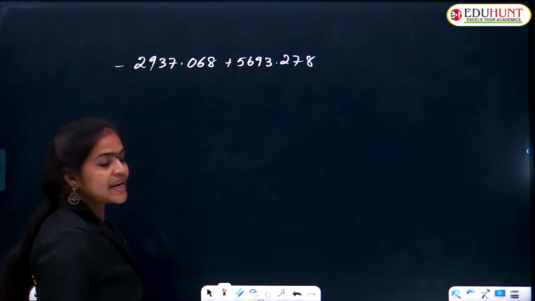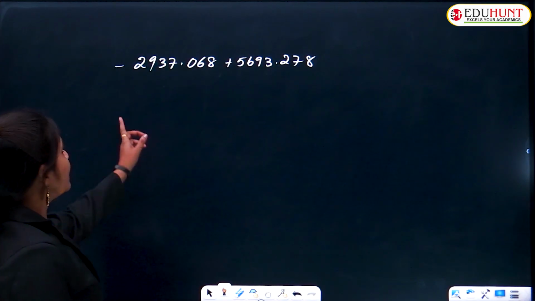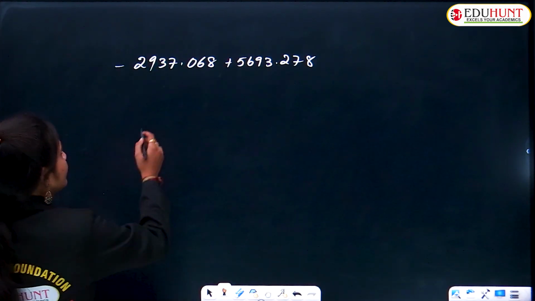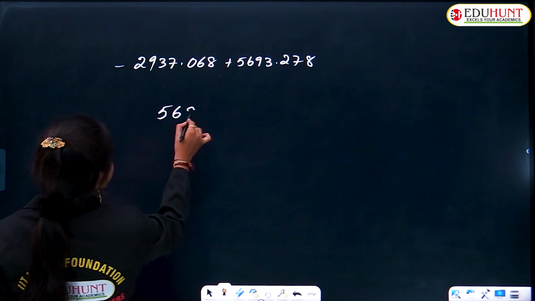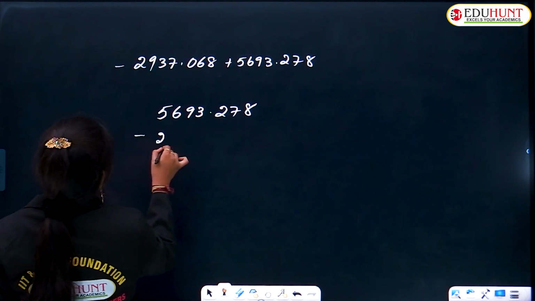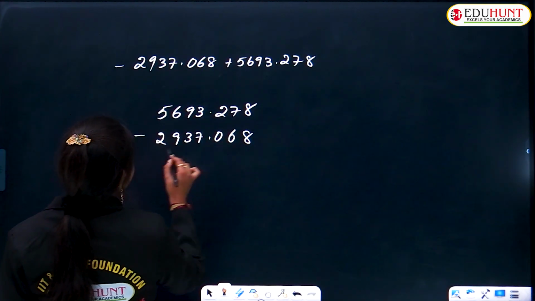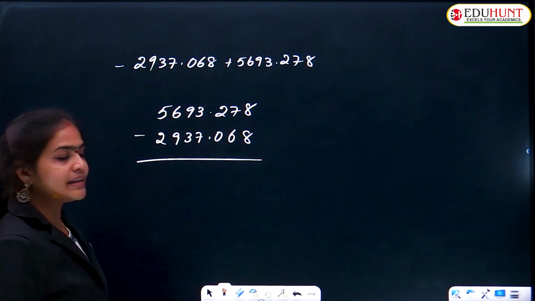Again, those two numbers have a positive sign and a negative sign, two different signs, no? That's why you have to go for subtraction. And finally, 5693.278 minus 2937.068. Okay, you just have to take the difference.